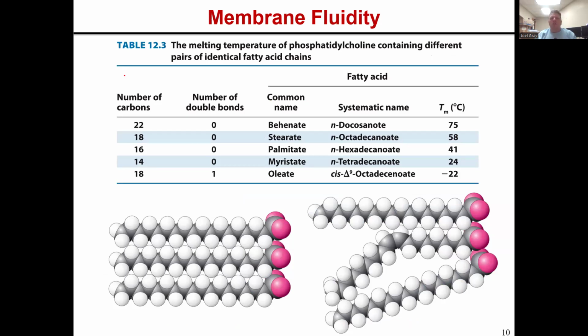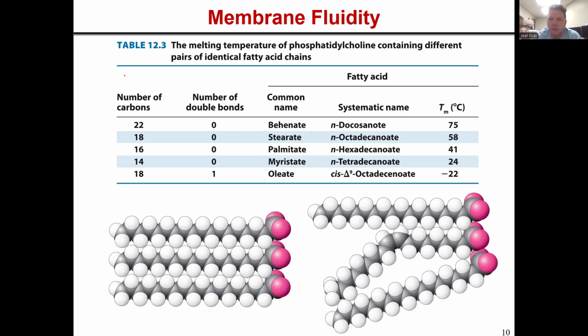Okay. So one of the things that I was talking about a little while ago was membrane fluidity. I talked about a membrane being very similar to a, what's the word I'm looking for? Waterbed or something like that. It's got motion to it. Well, the melting temperature of phosphatidylcholine containing different pairs of identical fatty acid chains is shown in the table below.